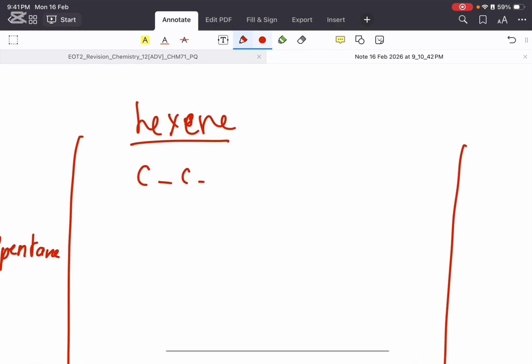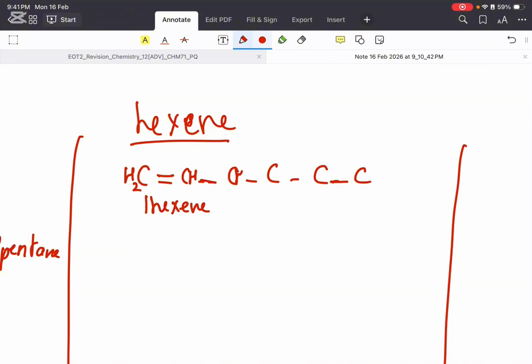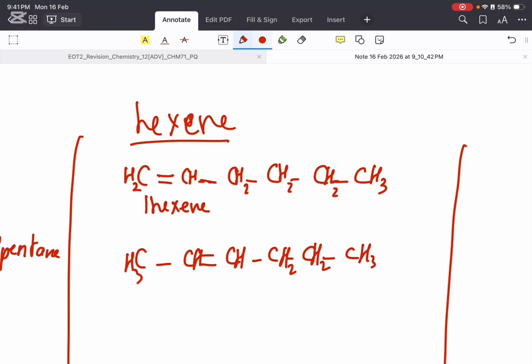Now, if the question was hexene, it's even easier. You can start with 6 carbons, 1, 2, 3, 4, 5, and 6, and you can start shifting the location of the double bond and have more isomers. So that's a 1-hexene. Or let's do 2-hexene. Instead of having the double bond on the first carbon, let's have it on the second. So that is going to be 2-hexene.